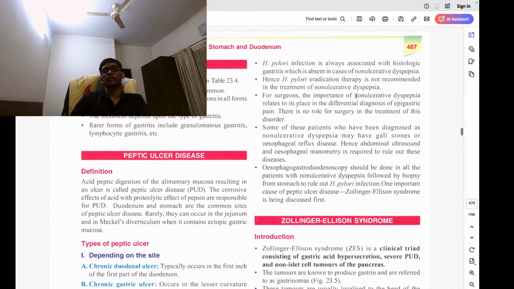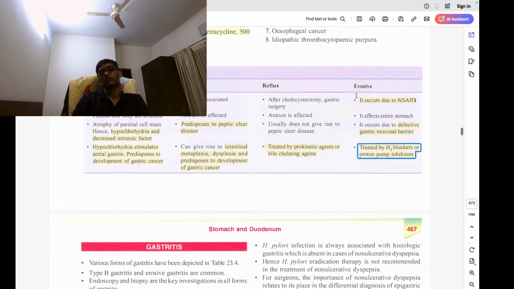And then you have gastritis. Various forms of gastritis have been depicted, which we have taught already. Type B and erosive gastritis are common, and endoscopy and biopsy are key investigations in all forms of gastritis. Treatment depends on the type of gastritis, and rare forms of gastritis include granulomatous gastritis and focal gastritis, etc.